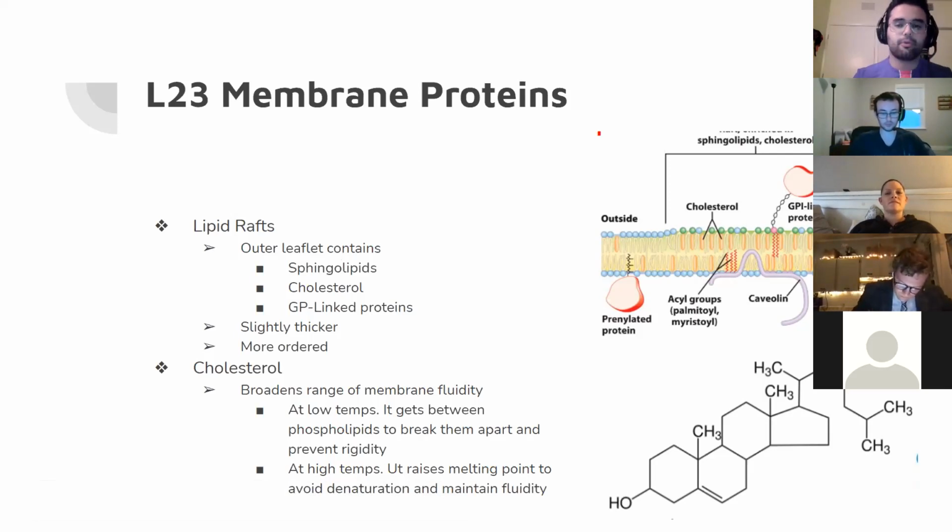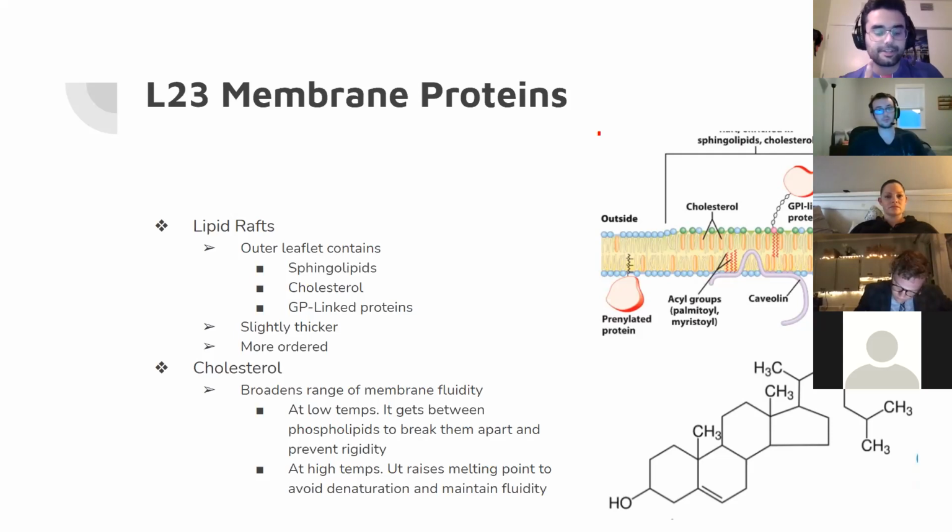Okay, and this is important because these are areas that scientists might not know exactly what they do, but we have some idea that they are really important in communication. So these are like the essential receptors in our cells. We need to make sure that they're not moving as much. We want them stuck in one area, which is why they're slightly thicker and more ordered. But the big important thing to know here is the role of cholesterol.